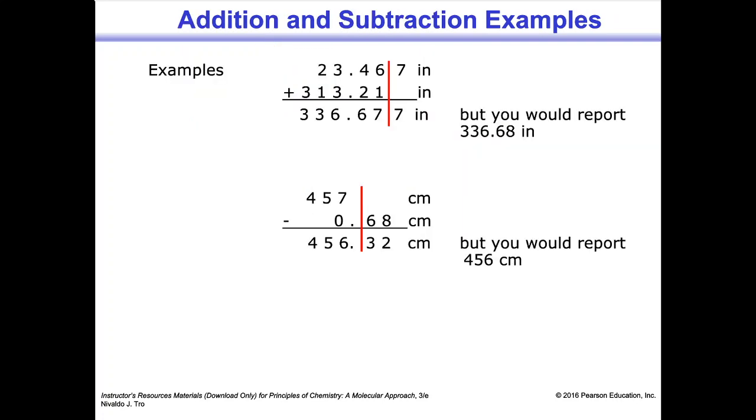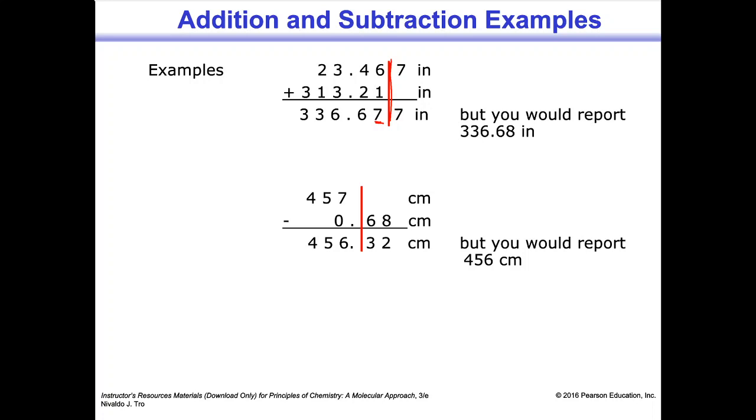Now, with addition and subtraction, we use a little bit different method. We want to line the decimal points of the numbers up, and then you'll do your addition or subtraction just as you normally would. The big difference is that you want to search for the number that has the fewest number of sig figs after the decimal, and draw this red line. That's going to tell you where to chop off the sig figs, in other words, where to round. So you do your addition like normal, then draw the red line, or with your pencil, it doesn't have to be red. That will tell you where to round the number. So we would round to this 7, which would go up to an 8, so our number becomes 336.68.